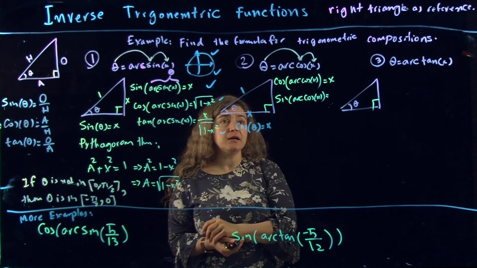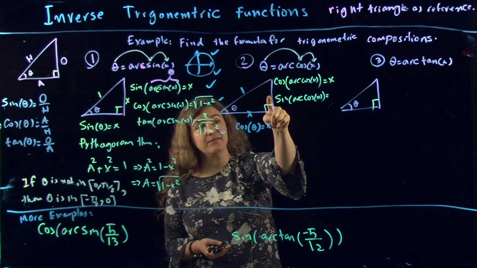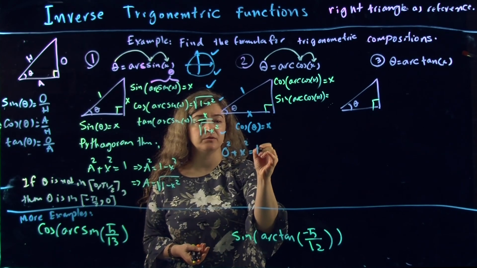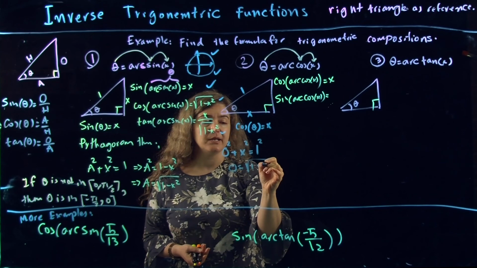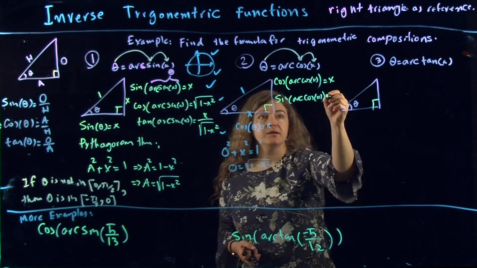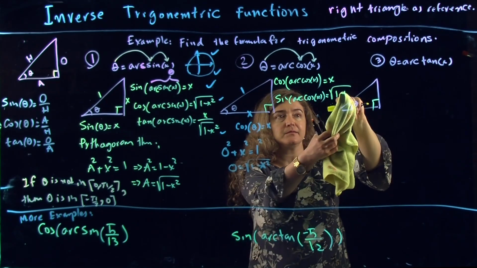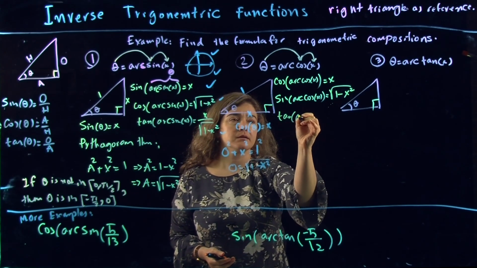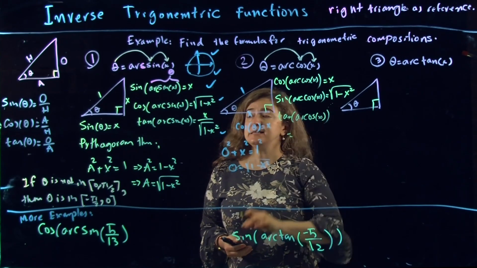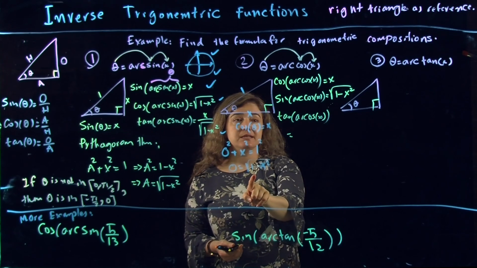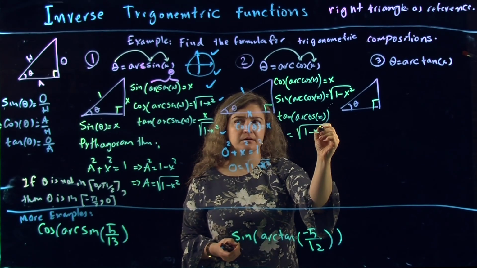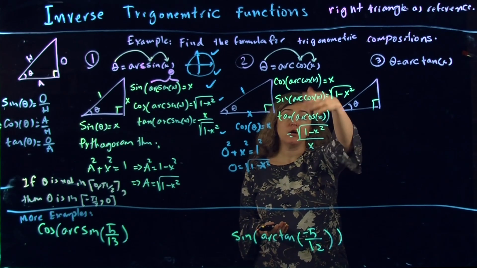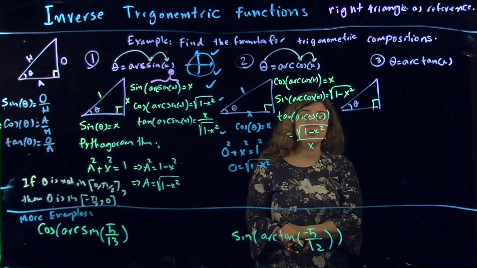Now, to find sine, I have to find opposite. Again, I have to use the Pythagorean theorem, and this time I will have opposite to power 2 plus x to power 2 equal to 1 to power 2. So opposite is the square root of 1 minus x squared. How about tangent of arc cosine? This time it would be opposite over adjacent. Opposite is this, adjacent is x. And so these are all the values that we find from the reference right triangle.